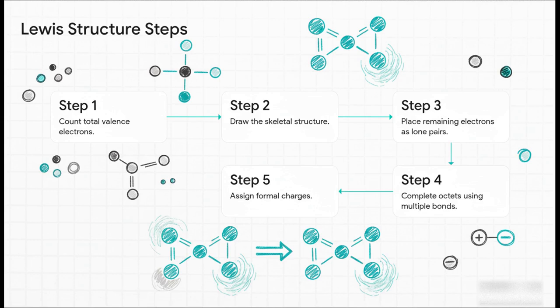It's super reliable. First, count up all your valence electrons. Second, draw the basic skeleton of the molecule. Third, stick the leftover electrons on as lone pairs. Fourth, make sure everyone's happy by forming multiple bonds to complete those octets. And finally, number 5, you assign formal charges to kind of double-check everything.